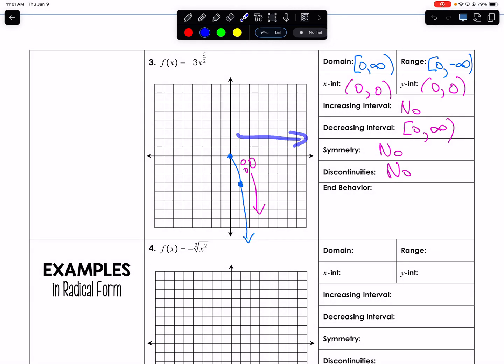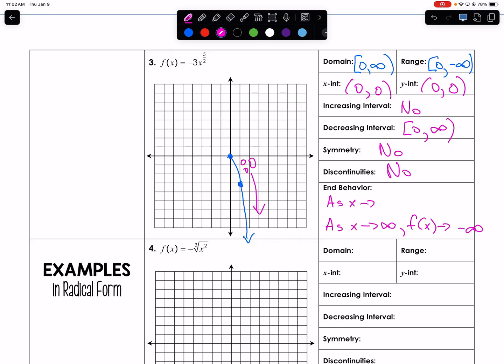Negative infinity. So I'm going to write the bottom one first. As x goes to positive infinity, f of x goes to what? Negative infinity. Good. All right, so then as x values go this way, where do they stop? At 0. So as x goes to 0 is up top.